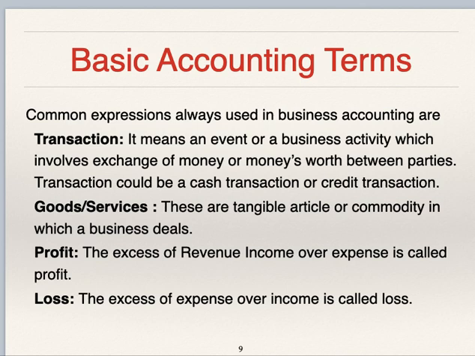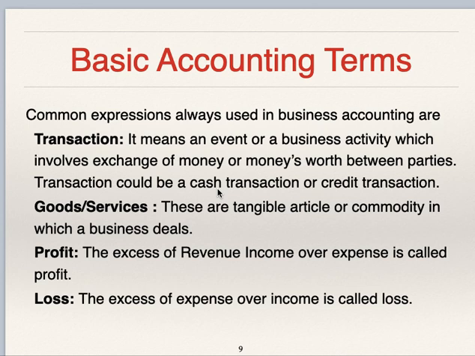Now we'll go to next important part, basic accounting terms. Common expressions used in business accounting: what are the various basic accounting terms that we'll see one by one? First is transaction. It means an event or a business activity which involves exchange of money or money's worth between parties. Transaction could be cash transaction or credit transaction. Only monetary transactions are recorded in the books of accounts.